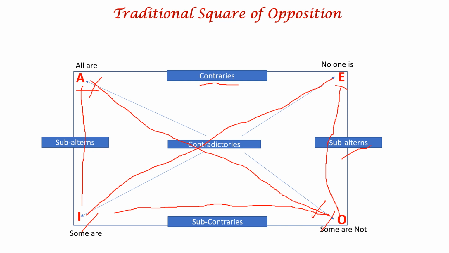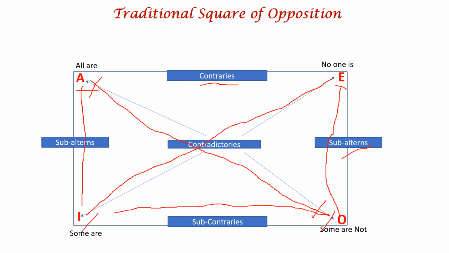This is called contradictory. Same thing with E and I. The relationship between A and I is also contradictory. So that means, I repeat, if A is true, I will be false. If E is false, then I will be true. The same way, if I is true, E will be false. If I is false, E will be true. So this is the meaning of contradictory proposition.